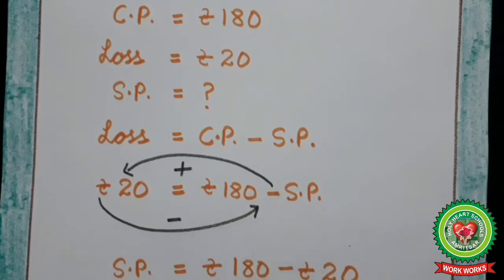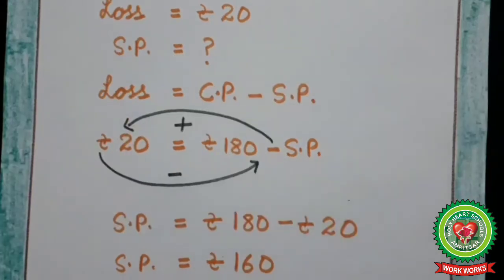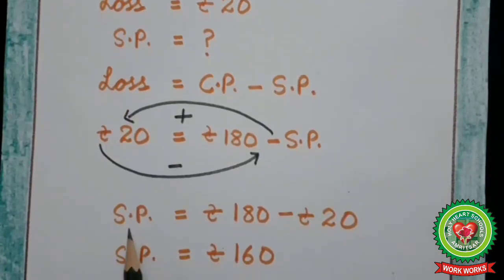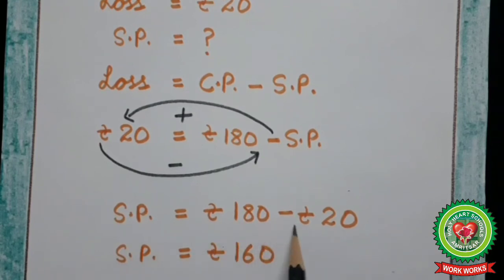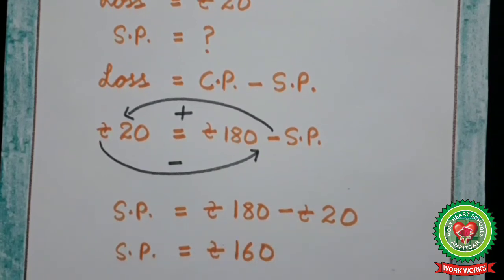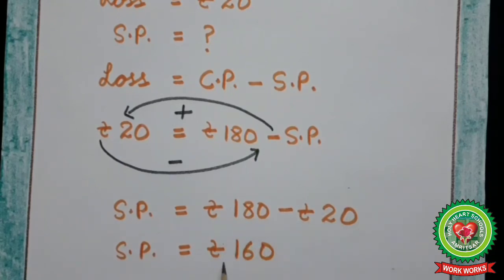Here again we will use shifting two times. Minus SP will be shifted towards the left hand side and change to plus. After that 20 will be shifted towards the right hand side. After shifting we get SP is equal to rupees 180 minus rupees 20. SP is equal to rupees 180 minus rupees 20 comes out to be rupees 160, which is your required answer.